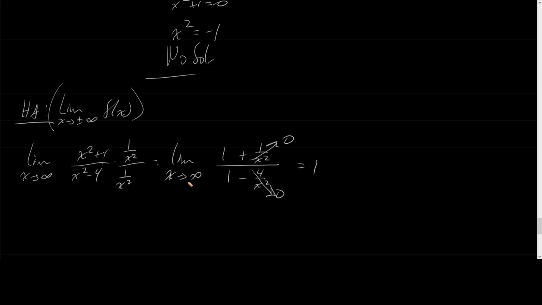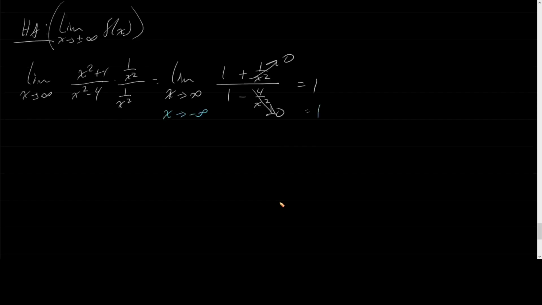Notice that if x were going to negative infinity, the same stuff happens, right? These still get canceled and we still get 1. So our horizontal asymptote, whether we're going towards positive infinity or negative infinity, is just 1. Cool. Vertical asymptotes.